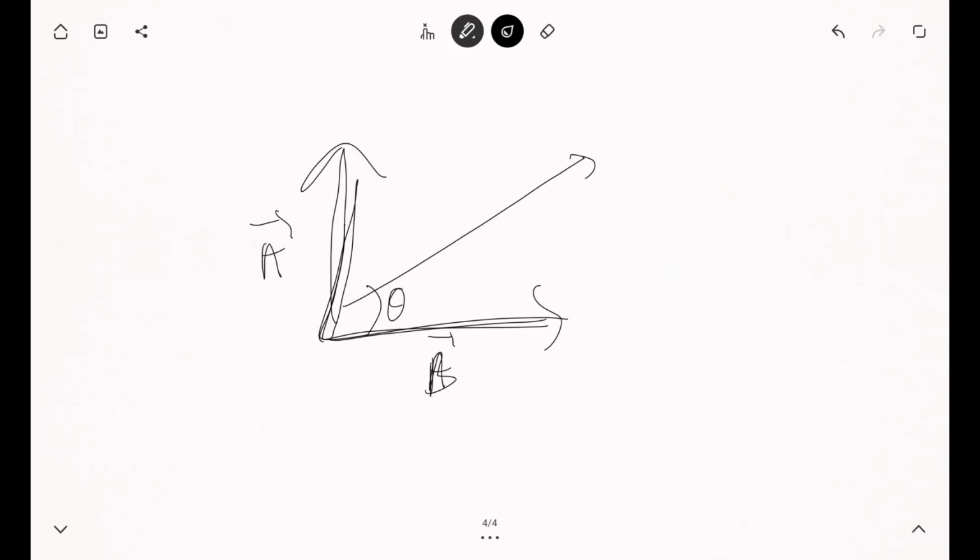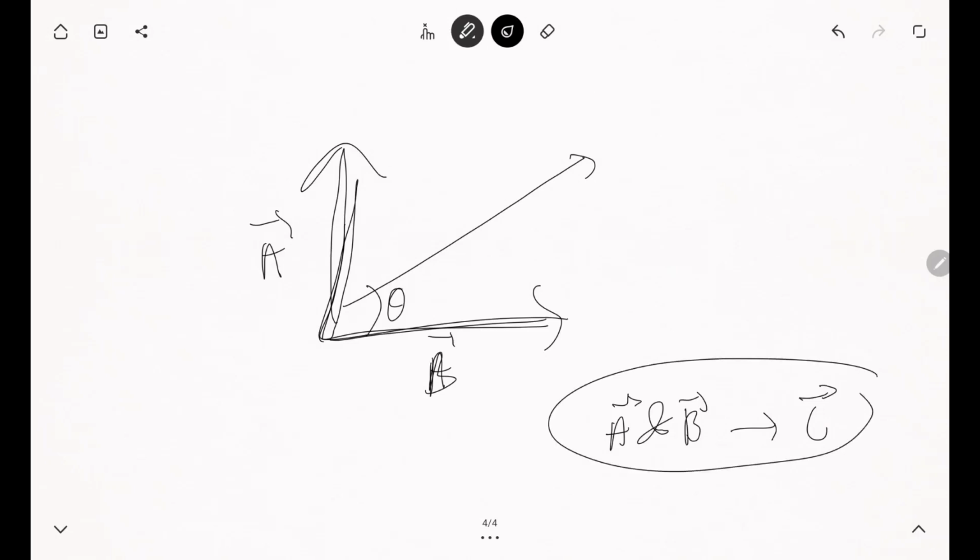So next we'll be checking how to add these two to get this. Now that we have a vector and b vector, we need to be able to get c vector, right? So we need to add a and b to get c. I'll be talking about that in the next video.